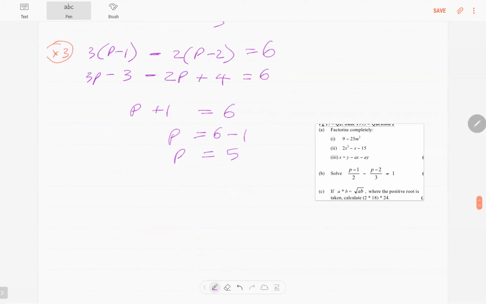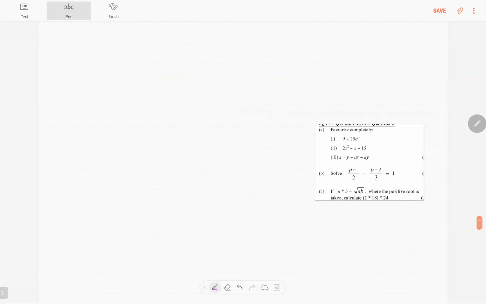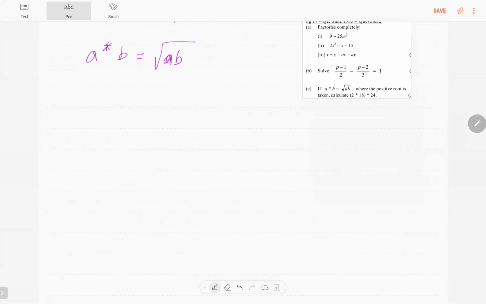And then now, the last part there, which is the binary operations. It says, define A star B equals the square root of A times B. So they want us to calculate the value of 2 star 18 star 24.